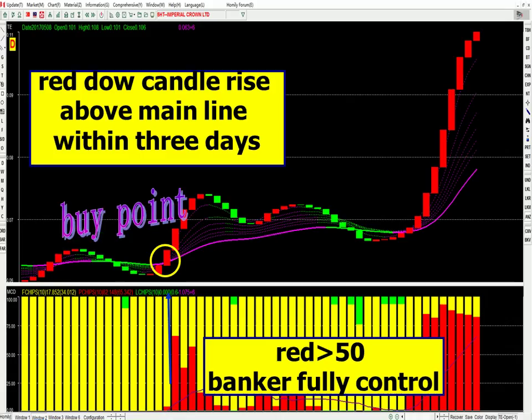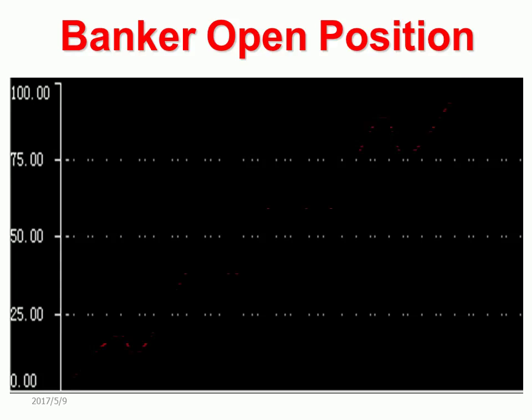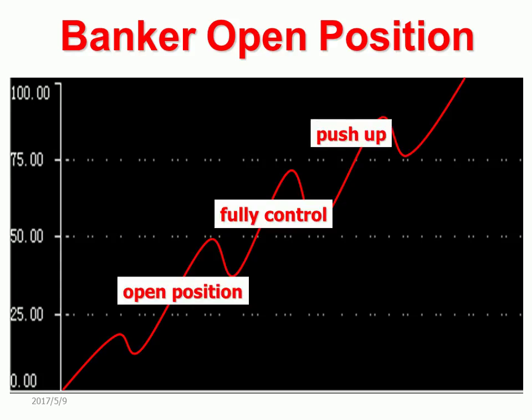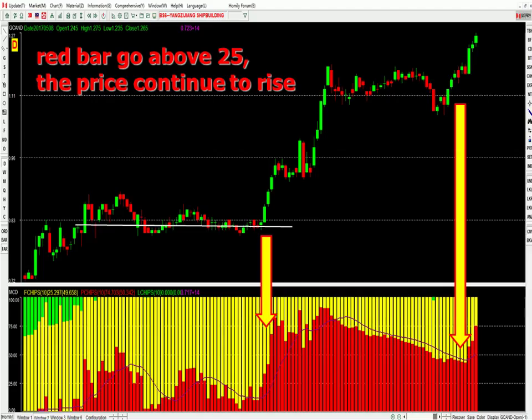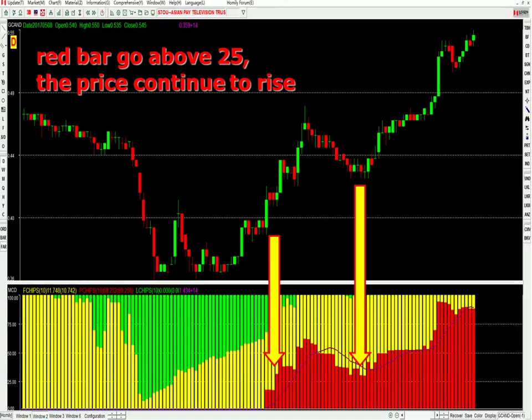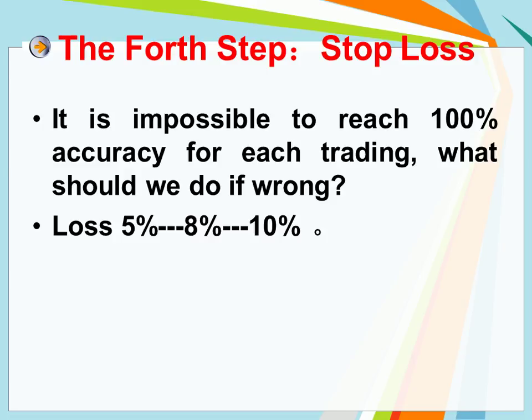Then trend expert. The red Dow candle rises above the mainline within 3 days. A red bar more than 50 means the banker fully controls. So this is the banker operation for open position. If you see the red bar above 25 for the open position, then the red bar above 50 means full control. Then the red bar above 75 pushes up the price. Okay. So when the red bar goes above 25, the price continues to rise. Okay, so if you follow this one, you can make some profit.